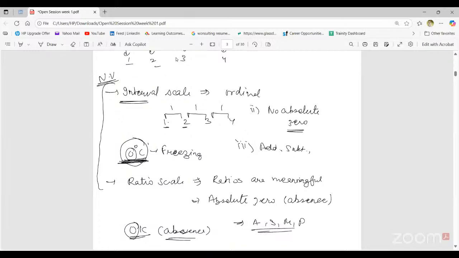It means, ma'am, comparison can be made in ratio scale, no? Correct. In interval, comparison cannot be made. Okay, ma'am.